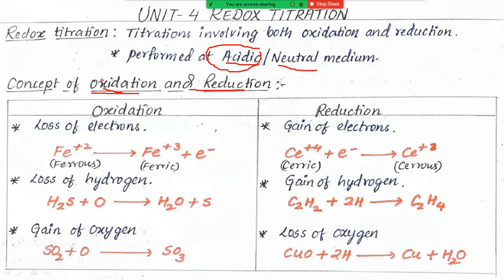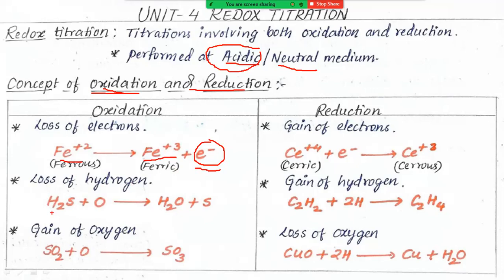So what is oxidation? Oxidation is loss of electrons. Here we can see in the reaction, the ferrous ion loses one electron and is converted into ferric ion. So ferrous ions are oxidized and converted into ferric ion. How can we know that it is oxidized? Here the electron is lost.